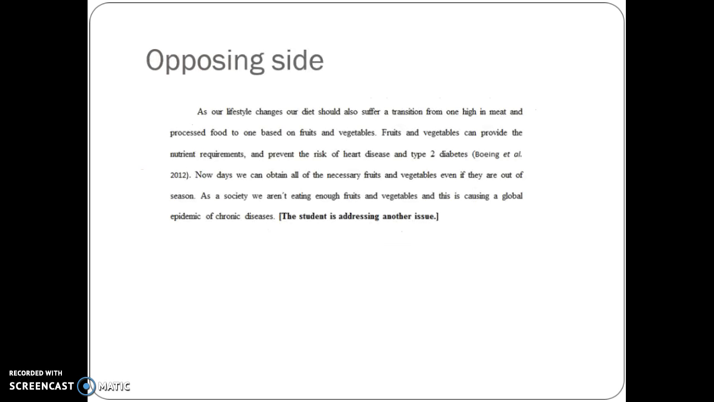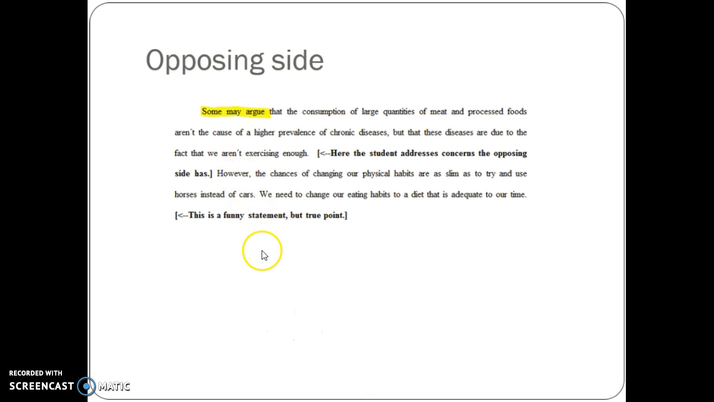The next section is the opposing side. So the opposing side is when you discuss why people might be against your point of view. And it is a great idea to start the opposing side off with specific words. For example, this paragraph starts off with the words, "Some may argue," and this lets the reader know that you are going to discuss some arguments that others have against your point of view. Okay? And make sure that those arguments are valid and real.